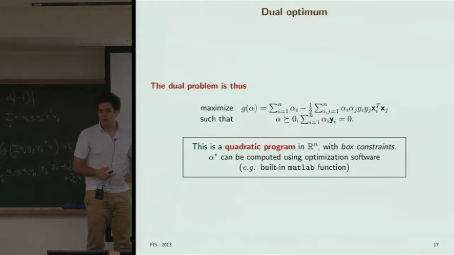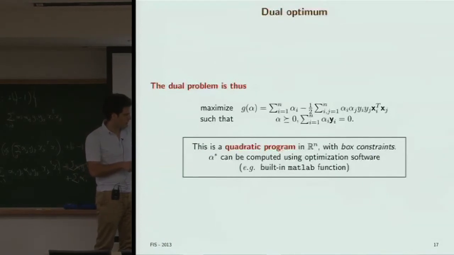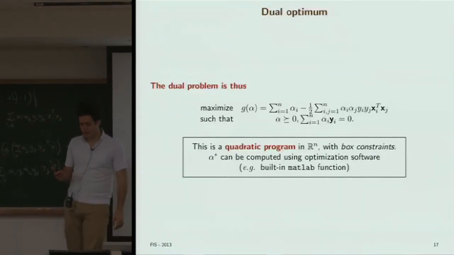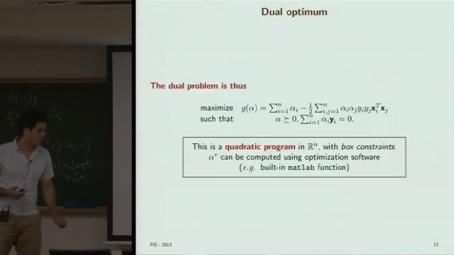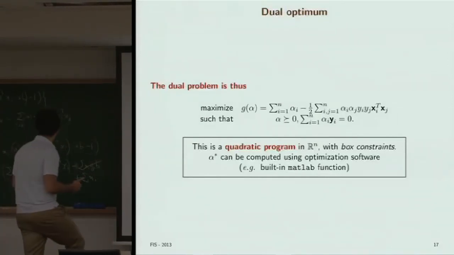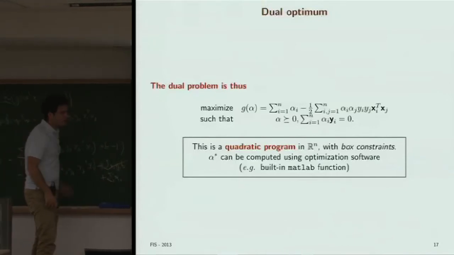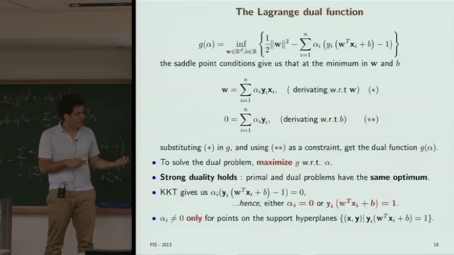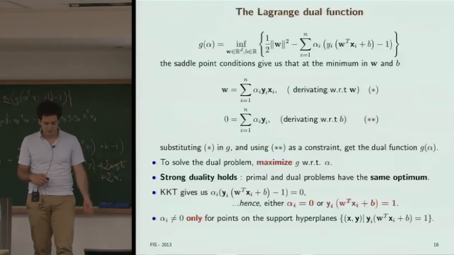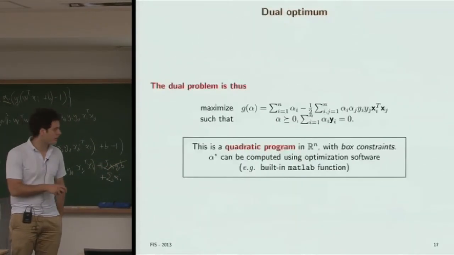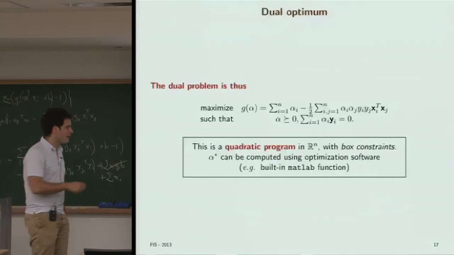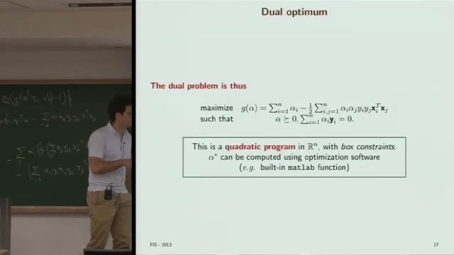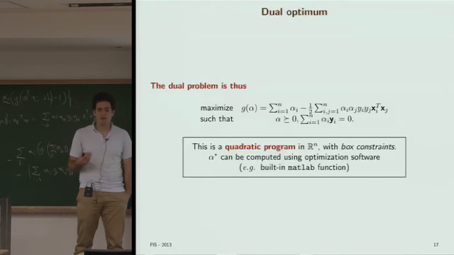Now the dual problem is to maximize this function g of alpha under the constraint that the alphas are non-negative. And we also have to satisfy the constraint that the sum of alpha I yi is equal to 0, because this was given to us by the fact that the dual function is minimized when the sum of alpha I yi is equal to 0. So we need this to define the dual function. Maximizing this problem is called solving the dual problem of the support vector machine.